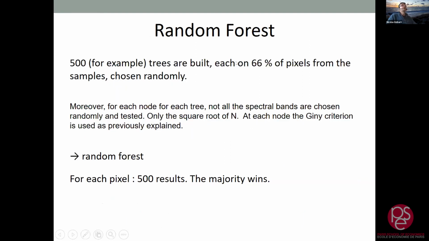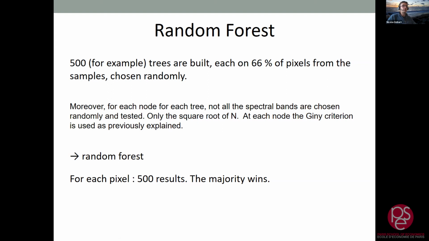For example, in the random forest, and again, I use it in R, what we can ask is to build, for example, 500 decision trees. But each of them will be built over 66% of the pixels located in the samples. And these 66% of pixels will be chosen randomly among the possible pixels. So each tree will be different, first, for this reason.